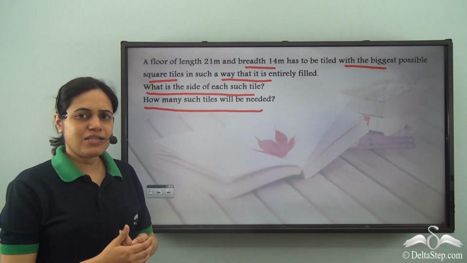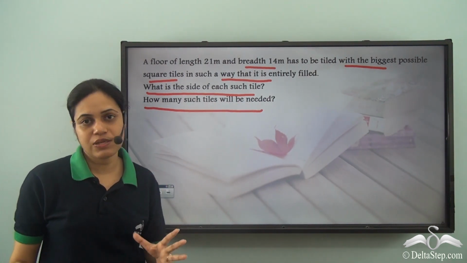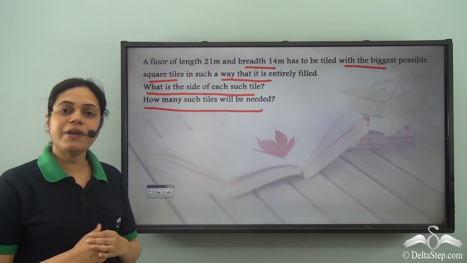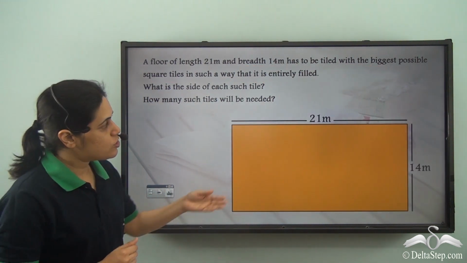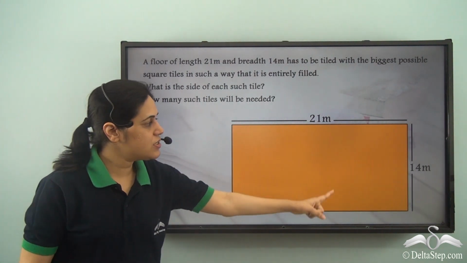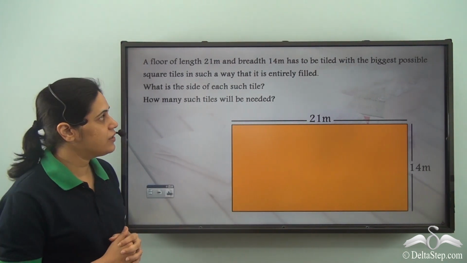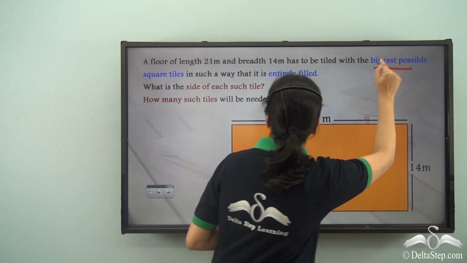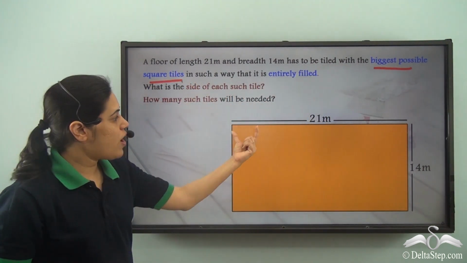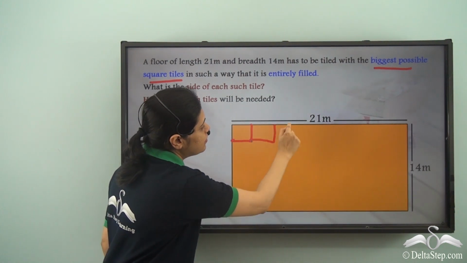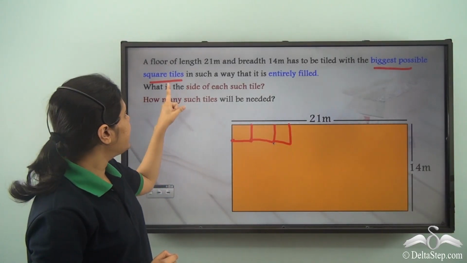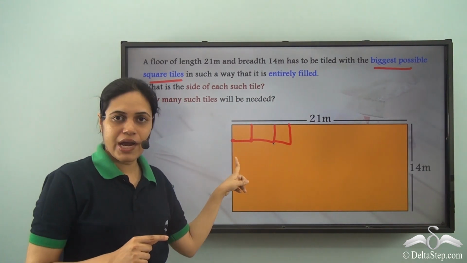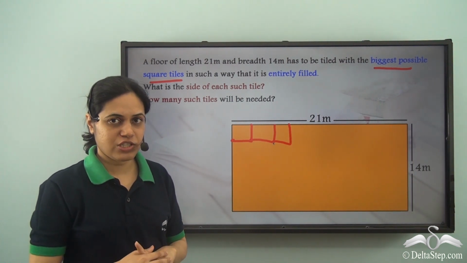So in problems like this, it is always easy to visualize what we want. What is given is a floor of length 21 meter and breadth 14 meter that has to be tiled. So suppose this is the floor, 21 meters and 14 meters. Now we want the biggest possible square tiles. So I want to put tiles on the floor, and the tiles should be square and the largest possible such tiles.